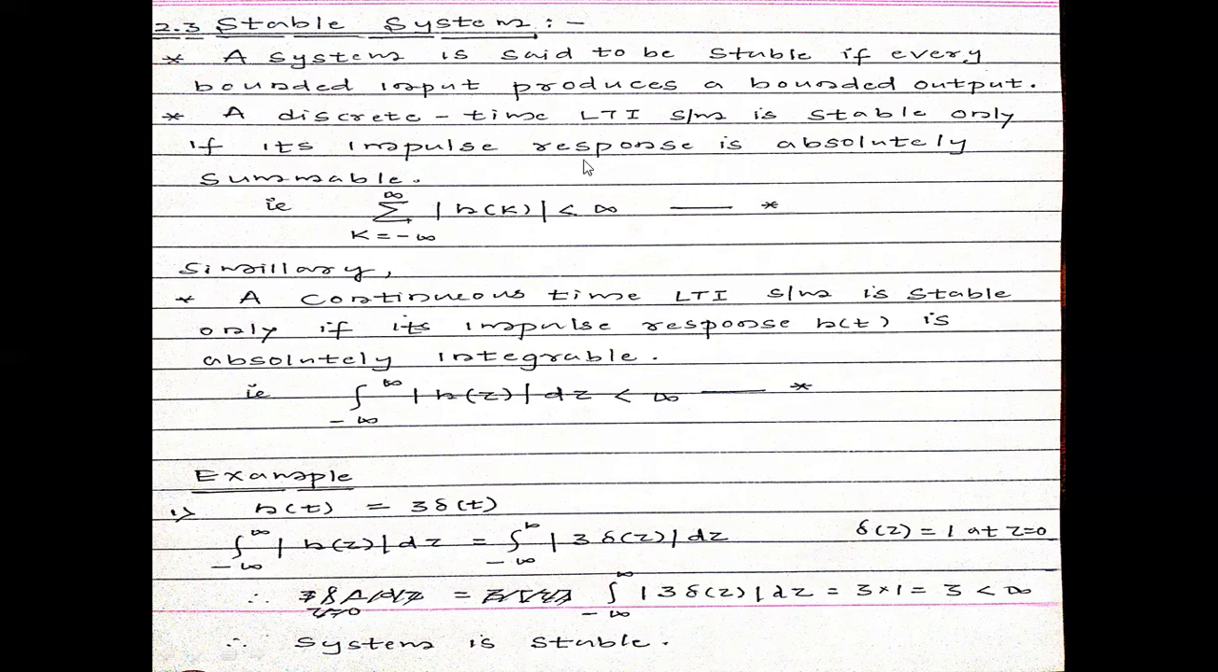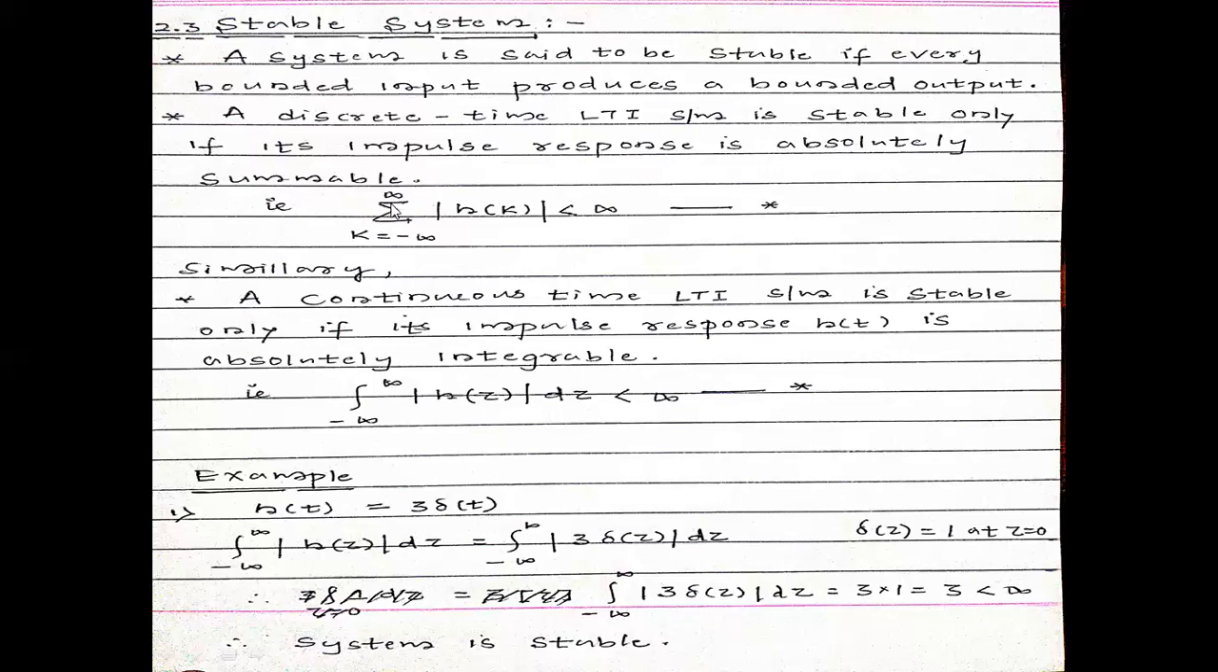A discrete time LTI system is stable only if its impulse response is absolutely summable, right? Absolutely summable means all the sample values in the impulse response, if you take the summation of those, you should have a finite value that is less than infinity. Then only you can say the discrete LTI system is a stable system.